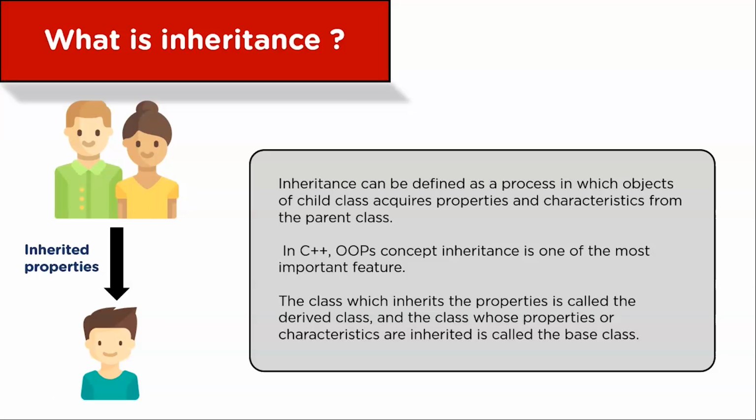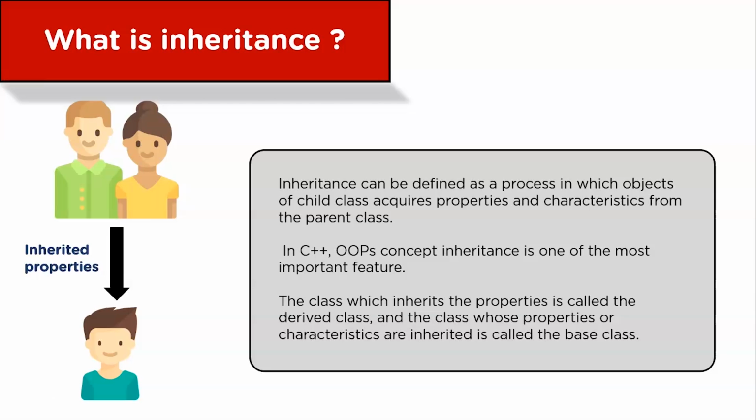In inheritance there are two types of classes. The class which inherits the properties and behavior from the base class is known as derived class, and the class whose properties or characteristics are inherited is called a base class.